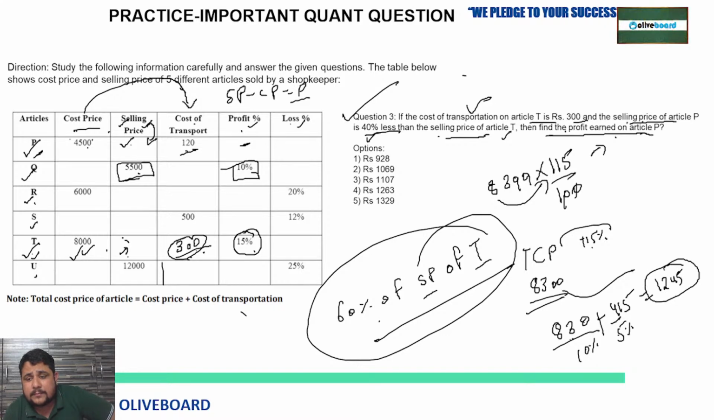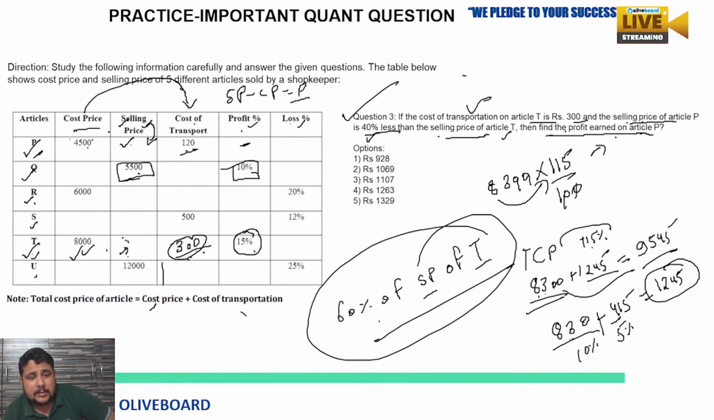1245. Clear? Now just add 1245, which is the actual difference here. Okay, the profit 8,300 plus 1245, you will get the answer. Are you getting my point? So you will get the value of what? Selling price of article T, not the answer. So 8,300 plus 1245, 9,545 it is going to be.